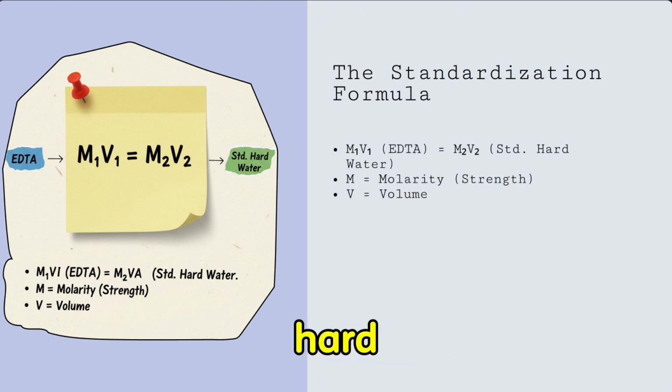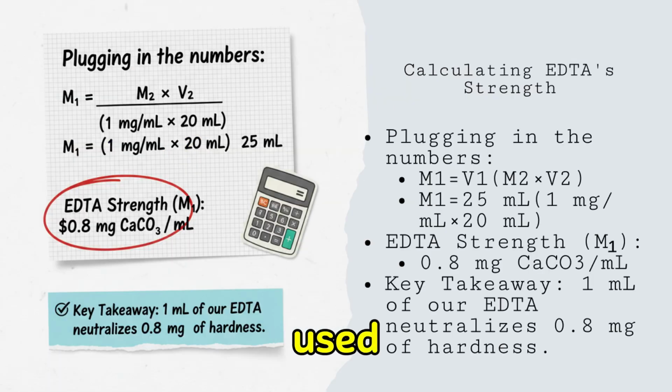The strength of the standard hard water, M2, is 1 milligram per milliliter. The volume we used, V2, was 20 milliliters. The volume of EDTA we used, V1, was 25 milliliters. The strength of EDTA, M1, is what we need to find. So, rearranging the formula, this gives us M1 equals 0.8 milligrams per milliliter. What this means is that 1 milliliter of our EDTA solution is exactly equivalent to, or can neutralize, 0.8 milligrams of calcium carbonate. This is our key.